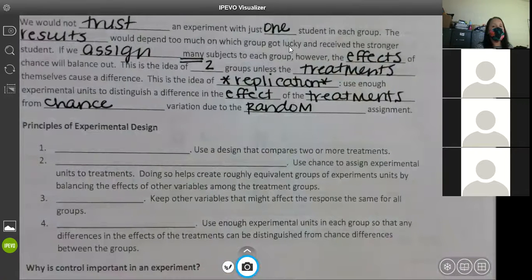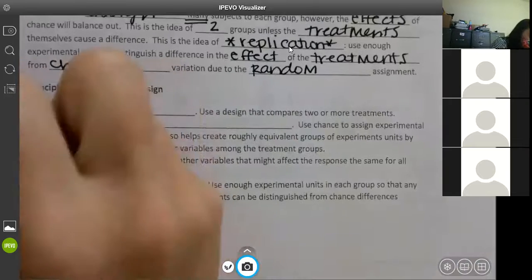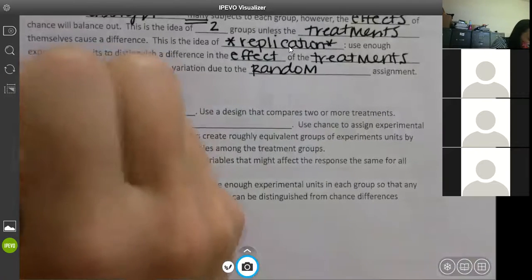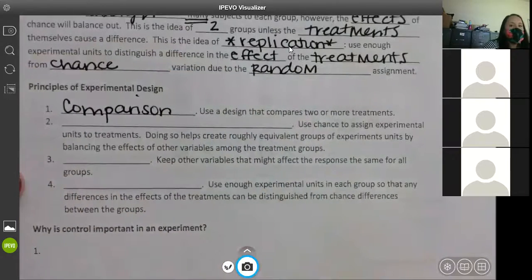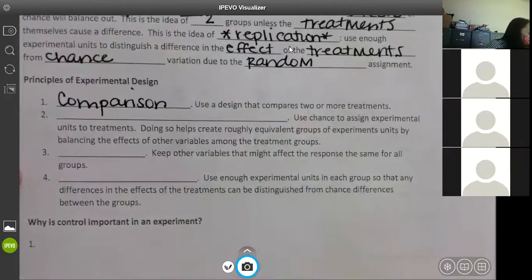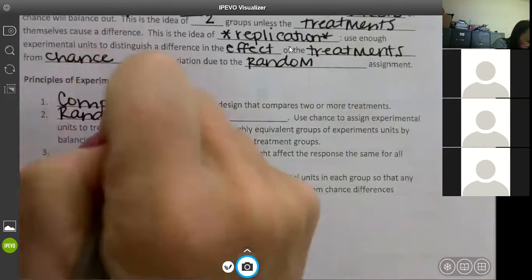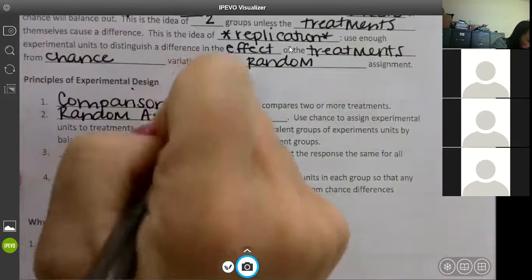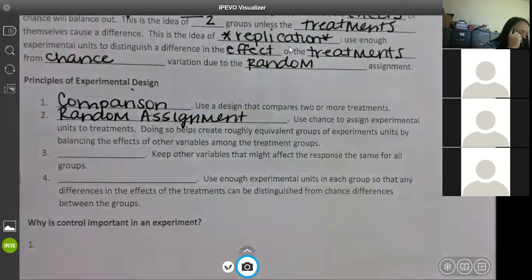All right, so principles of experimental design. You need to know these four principles. The first one is comparison. You're going to use a design that compares two or more treatments. You're going to use random assignment. You use chance to assign experimental units to treatments. Doing so helps create roughly equivalent groups of experimental units by balancing the effects of other variables among the treatment groups.